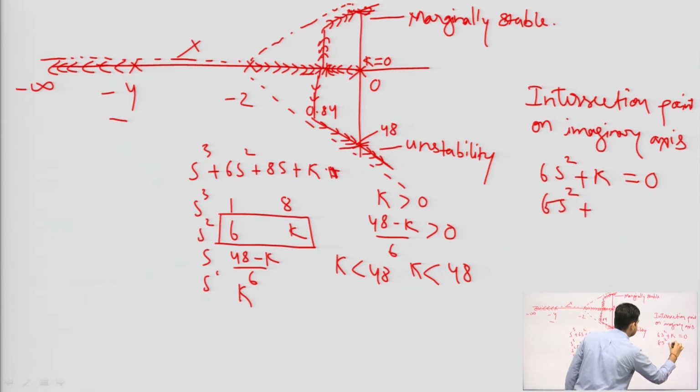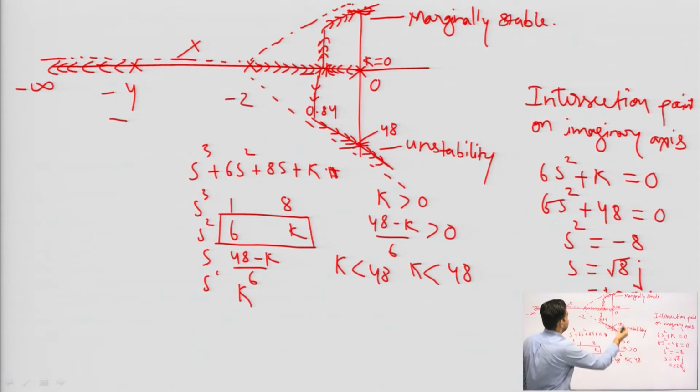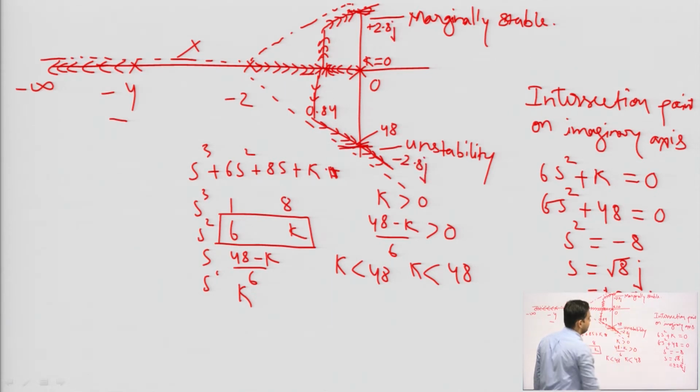So, 6 s square plus 48 equal to 0, or you can say s square is equal to minus 8, or s equal to under root of 8 j, which is around 2 root 2, around plus minus 2.8 j. You can solve it and get the exact value of s. It means this value is plus 2.8 j on the positive axis, and this point is minus 2.8 j on the negative axis.